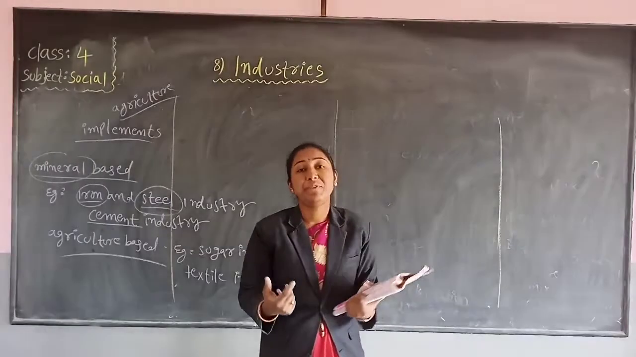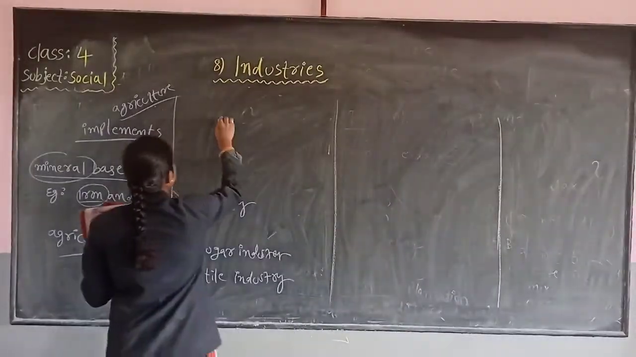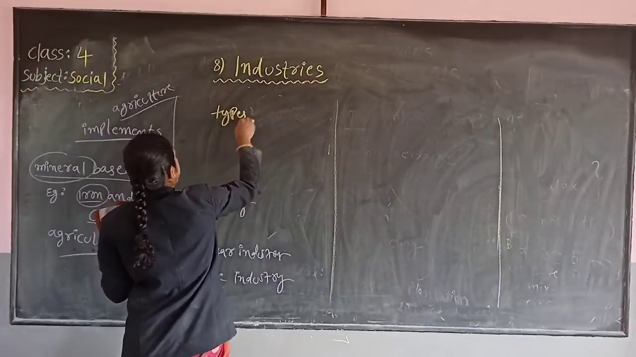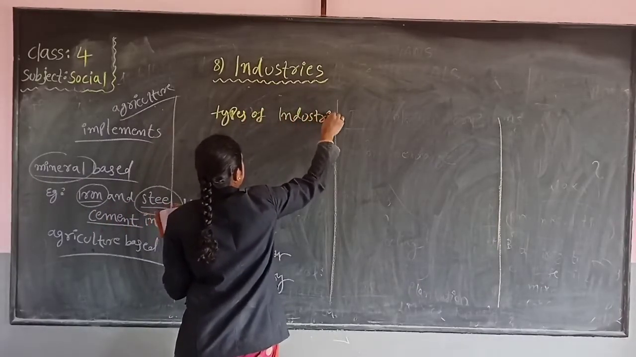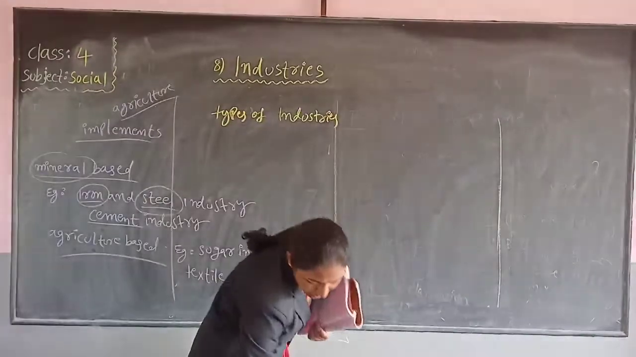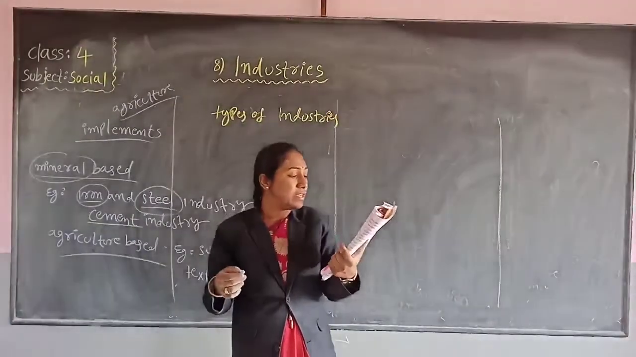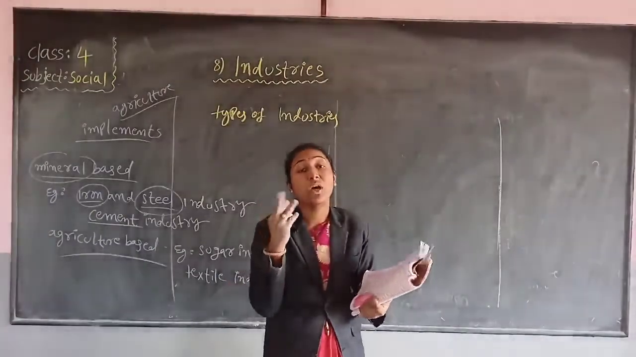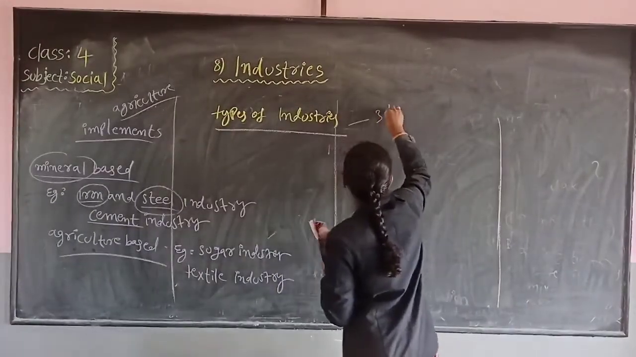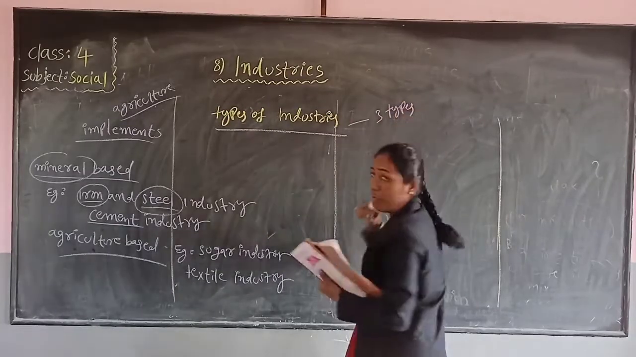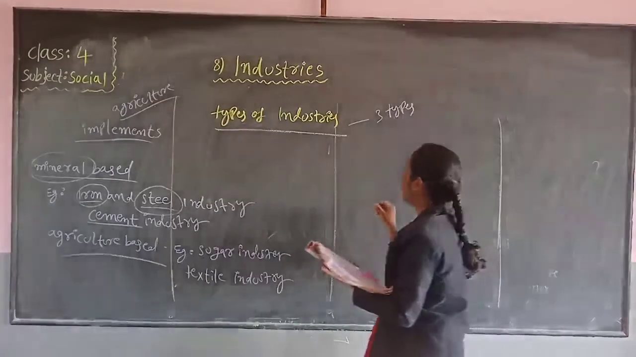Next, types of industries. Let us completely learn about the different types of industries in our country. Industries can be divided into three types. How many types are there? Three types. They are: large scale industry.